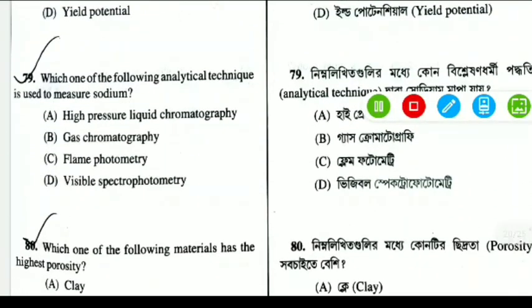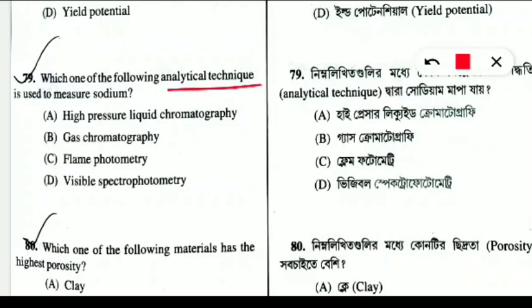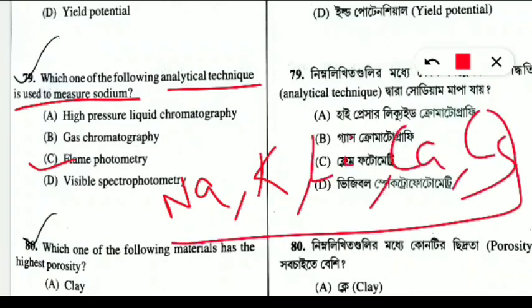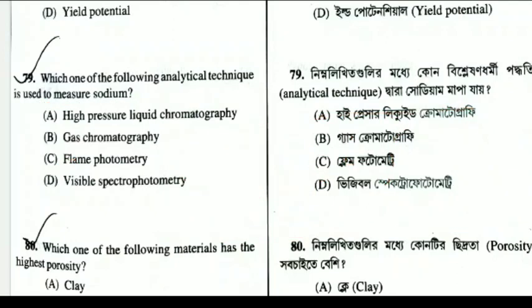Question 79. Which one of the following analytical techniques is used to measure the element sodium? So here the correct option will be flame photometry; this technique is used to analyze sodium. Along with that, what are the other elements you should know? Sodium, potassium, lithium, calcium and cesium. All these are elements which can be analyzed with the help of flame photometry. Let's move to the next question.